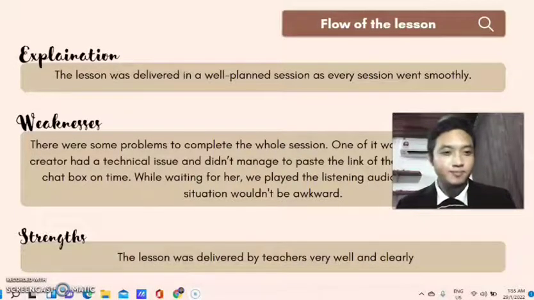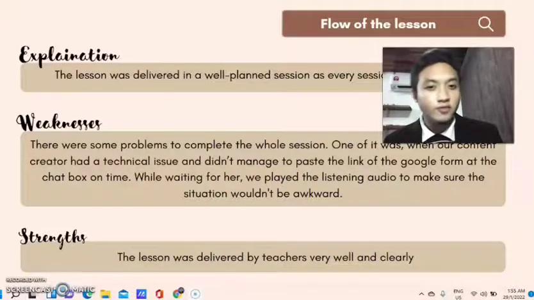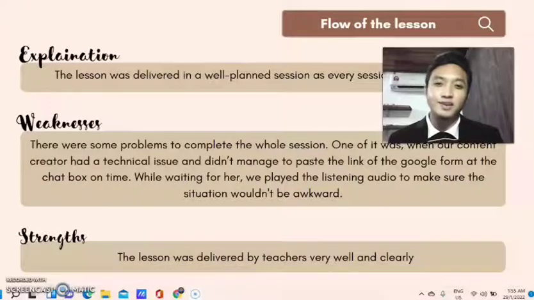But there were also minor setbacks, as when our content creator had a technical issue and didn't manage to paste the Google Form link in the chat box on time. While waiting for her, we played the listening audio to make sure the situation didn't turn awkward. But even though there was a little problem, the lesson that we delivered during class went very well and was clear.